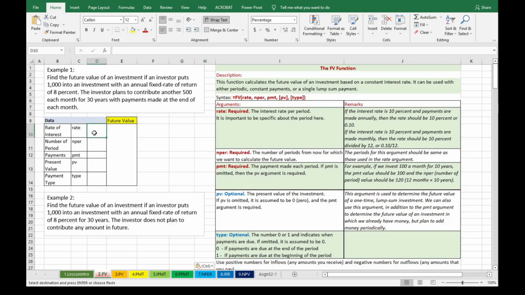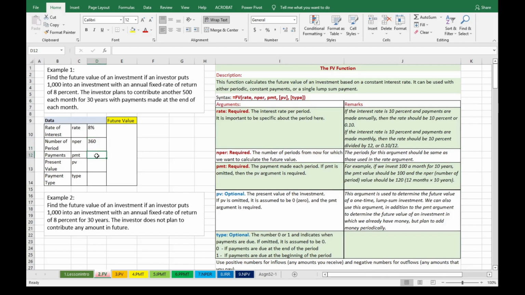So rate of interest is 8%. Then number of periods, this is NPER, here we need to be careful. Number of periods, here it's mentioned 30 years, but the payment is for each month. So we'll have to put 30 times 12. So we get NPER as 360 months.